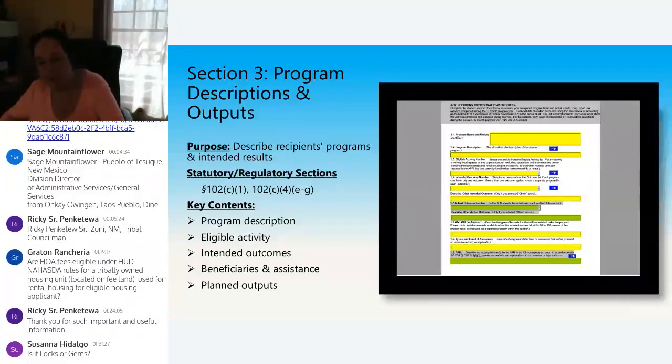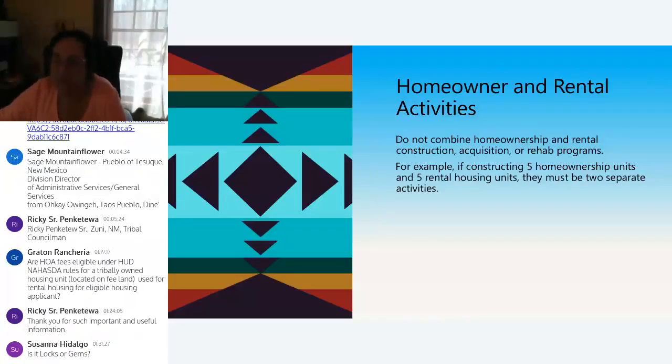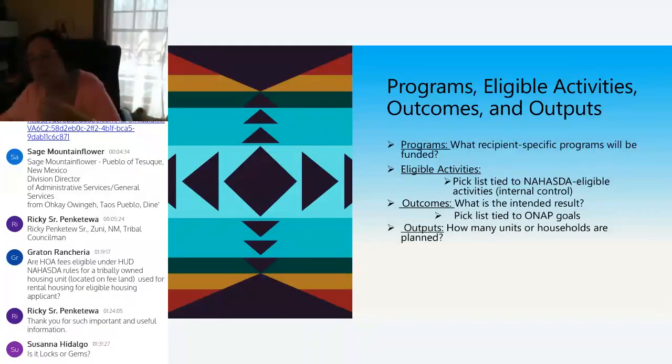Program descriptions and your outputs. What are you going to do? What is the activity it's under? What is the intended outcome? Who is going to be the beneficiaries of that assistance? And how many are you going to try to do? What's your planned output? So you don't combine home ownership and rental activities, construction, acquisition, and rehab. If you're constructing 5 home ownership units and 5 rental, they would be 2 separate activities, okay?